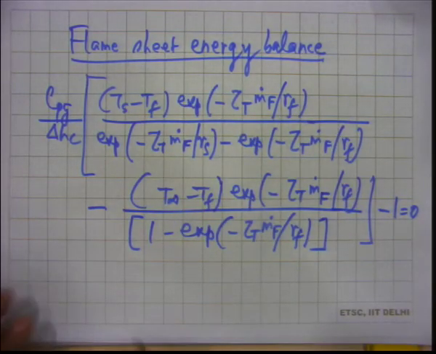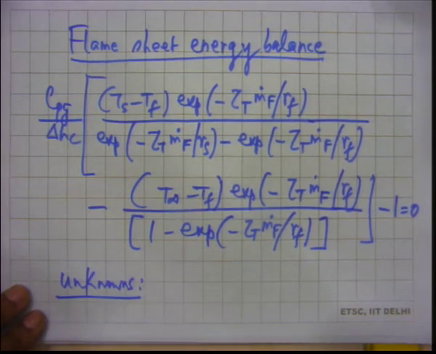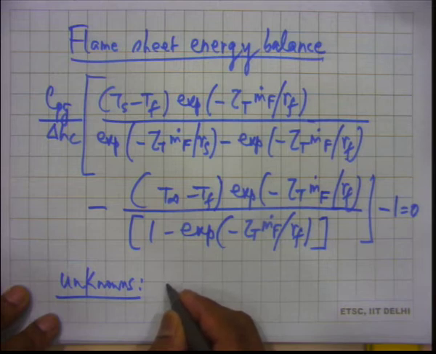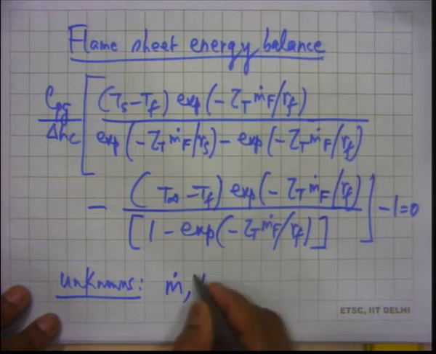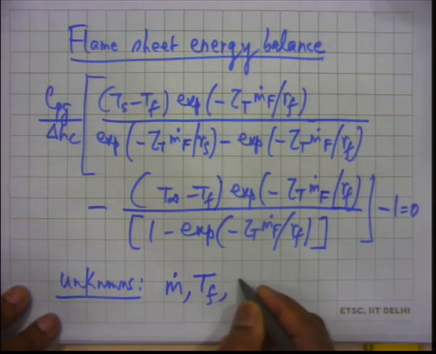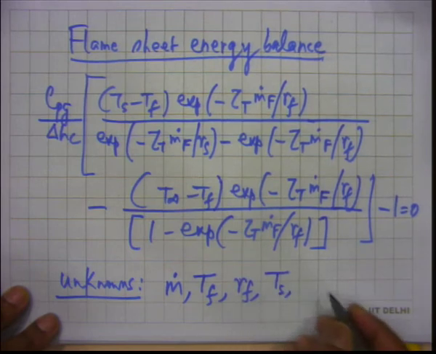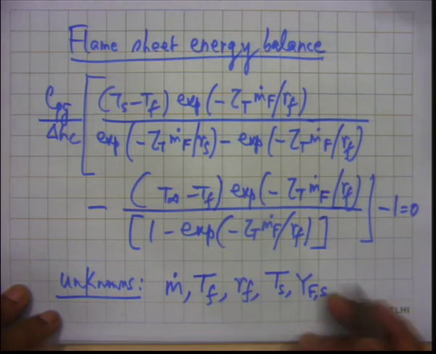What are our unknowns again? Let's recall. What are the unknowns? The 5, right? What are we trying to find? First, tell me the most important one. M dot, isn't it? And TF, RF, then TS, YFS. Okay, we were doing all this.